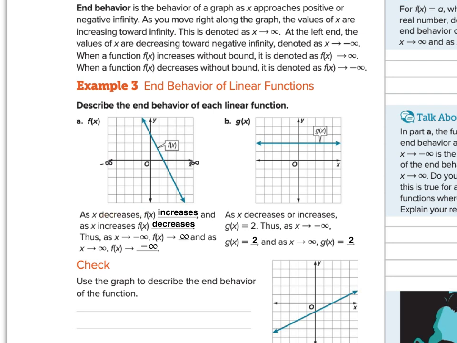So as x decreases, right this way, f of x, or my y value, increases. And then as x increases, going this direction, my y values are decreasing.